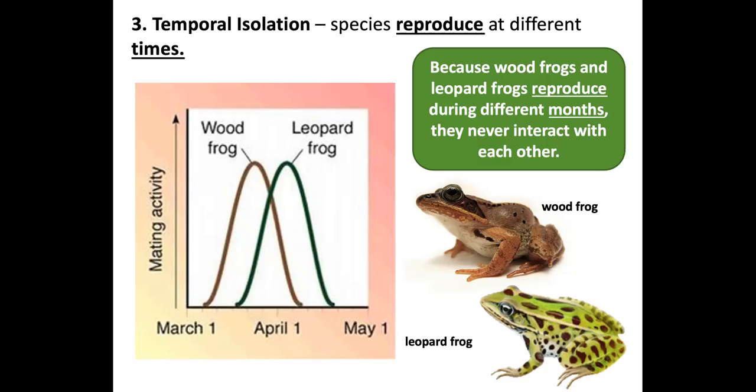So behavioral is courtship rituals, geographic is separated by a barrier, and last is temporal, which means they reproduce at different times.